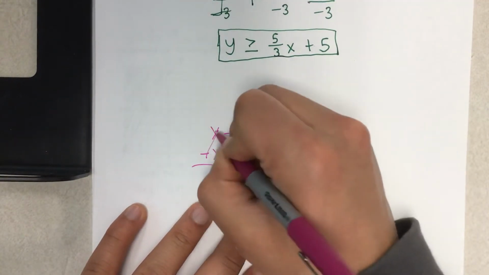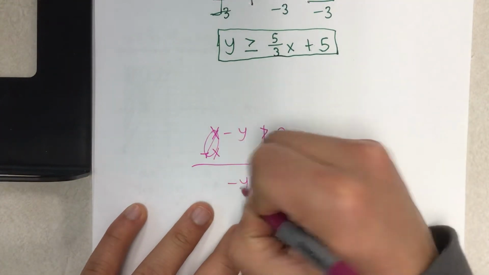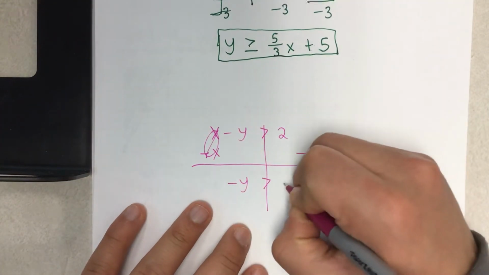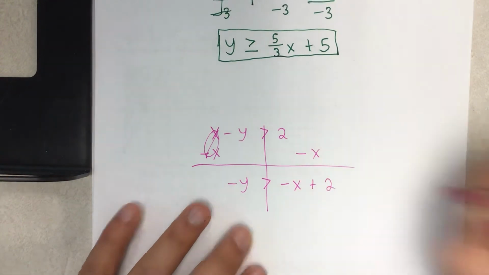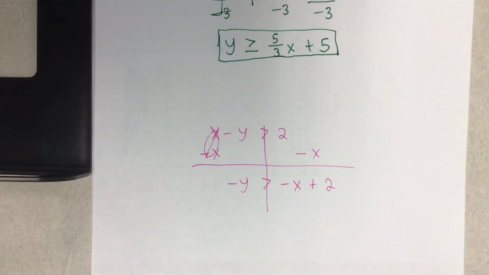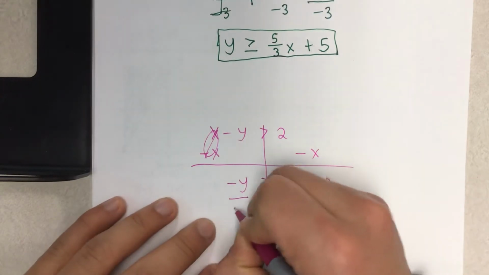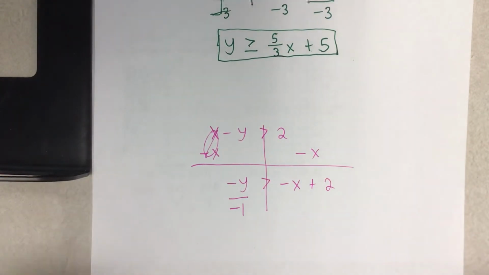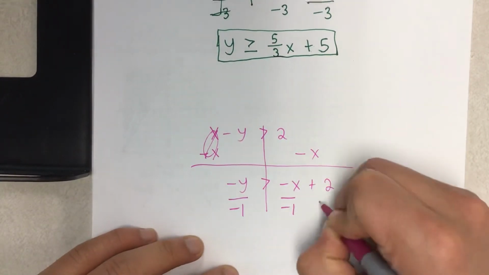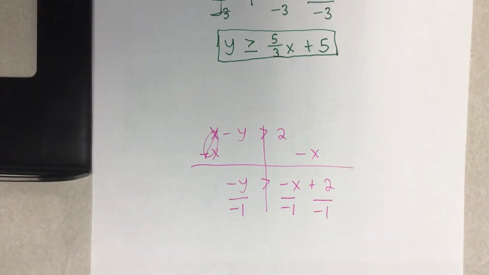X minus x cancels, 0 pair. I have negative y greater than negative x plus 2. Again, I just move the variable to the front, same thing. And then, right? I want the y by itself. This is a little hard to remember. So to get the y to be positive, we're actually going to divide by -1. What I do to one side, I still do to each term on the right side, okay?